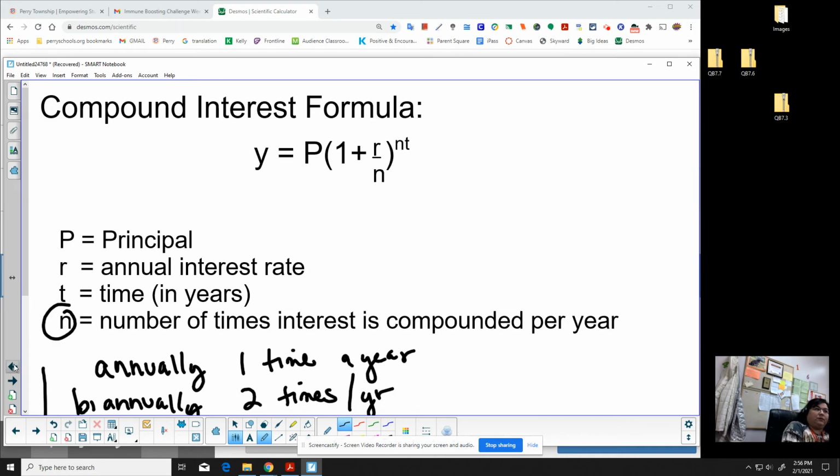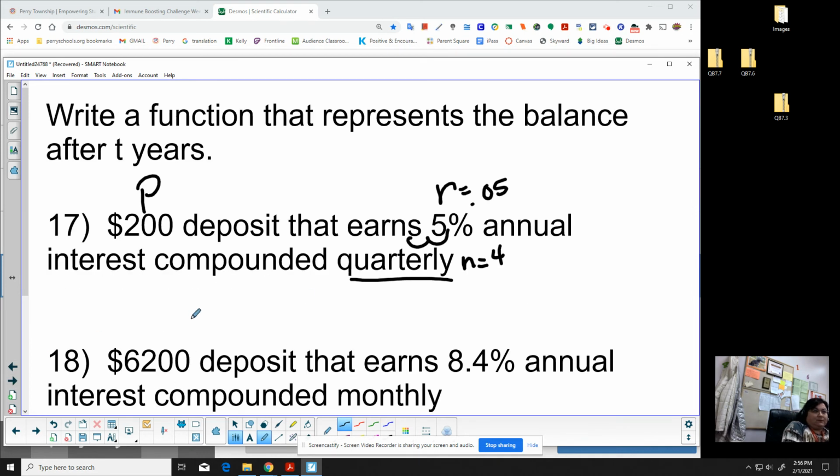So I start with y equals P, and then it was 1 plus R over N, 1 plus 0.05 over N, and it was raised to the NT, so 4t. This is my equation. I just need to simplify this in here. That's kind of a mess.